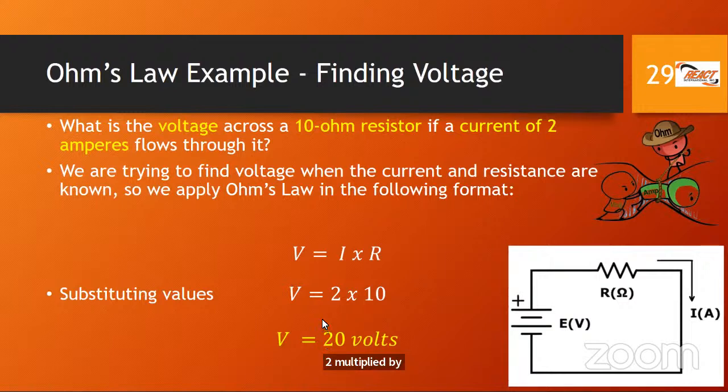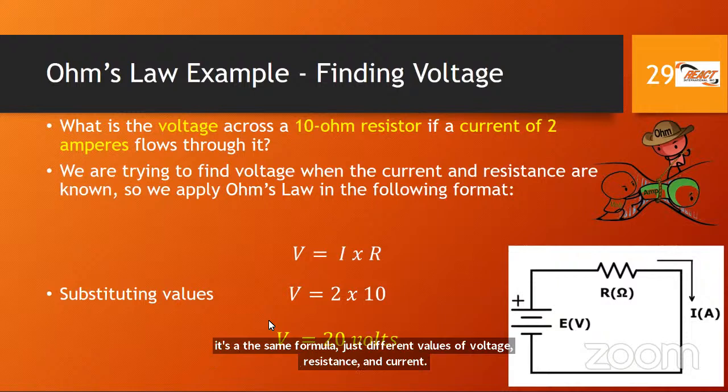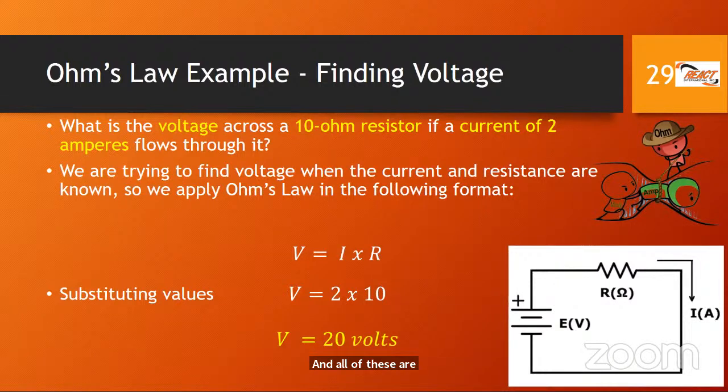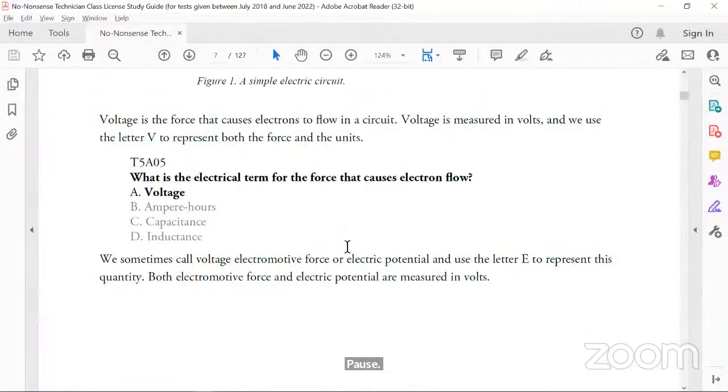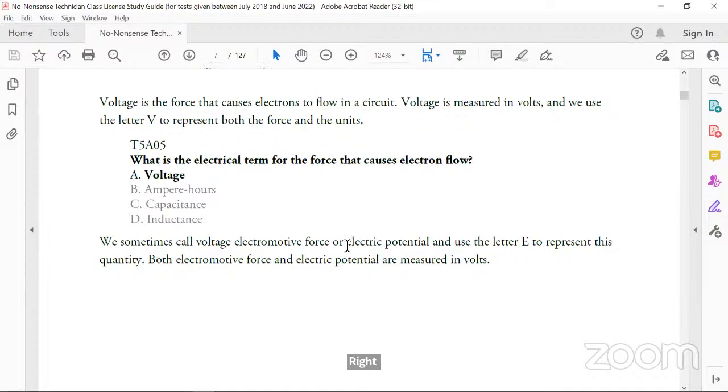So we have run through these questions very quickly because it's the same formula, just different values of voltage, resistance, and current. And all of these are actual exam questions. We have a couple of minutes, so let's just take a look at those questions in the actual question pool. Right. So this is what the actual question pool looks like. This is what you'll get in the exam.